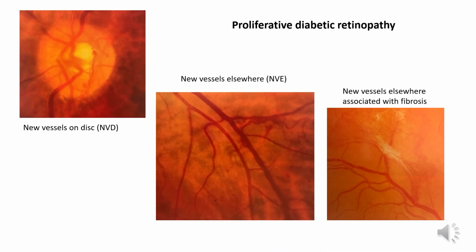These are pictures showing you what NVD and NVE look like. You can see that they are like tiny vessels that branch off irregularly from the main vessels. When there is fibrosis, that could pull onto the retina, causing tractional retinal detachment.